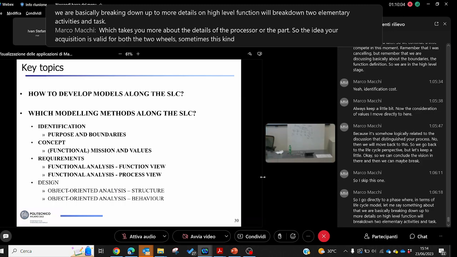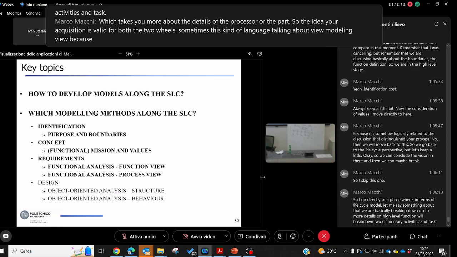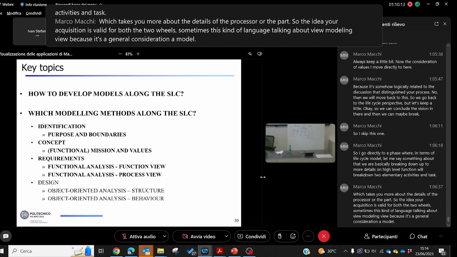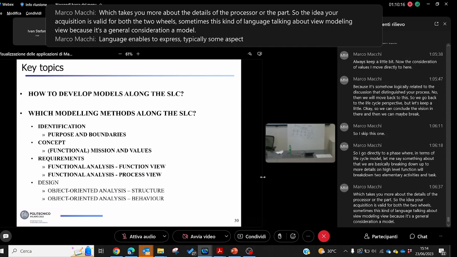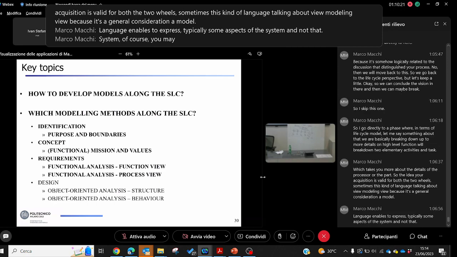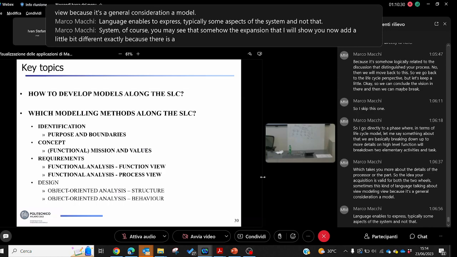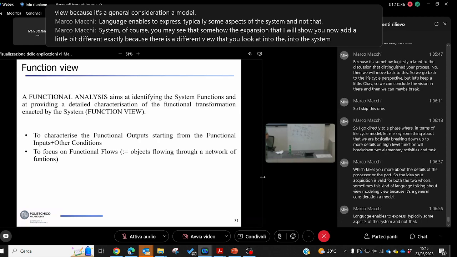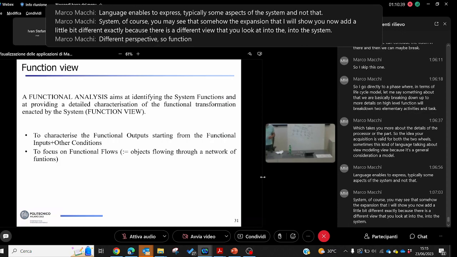Sometimes this kind of language talks about view, modeling view, because it's a general consideration. A modeling language enables us to express typically some aspects of the system and not others. Of course, you may see that the expressions I will show you now are a little bit different, exactly because there is a different view, a different perspective, that you look at into the system. So function analysis, the function view, is represented by IDEF0 as an example.